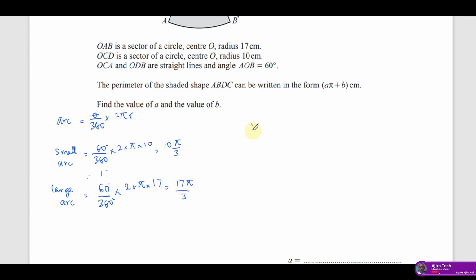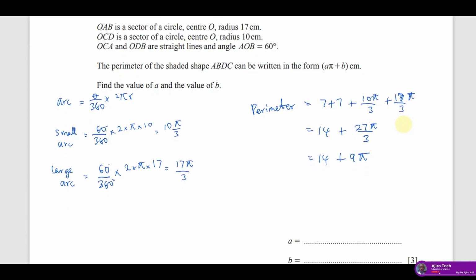So the perimeter is 7 plus 7 plus 10 pi over 3 plus 17 pi over 3. This gives us 14 plus 27 pi over 3, which is 14 plus 9 pi. So we have to write it in the form of a pi plus b.